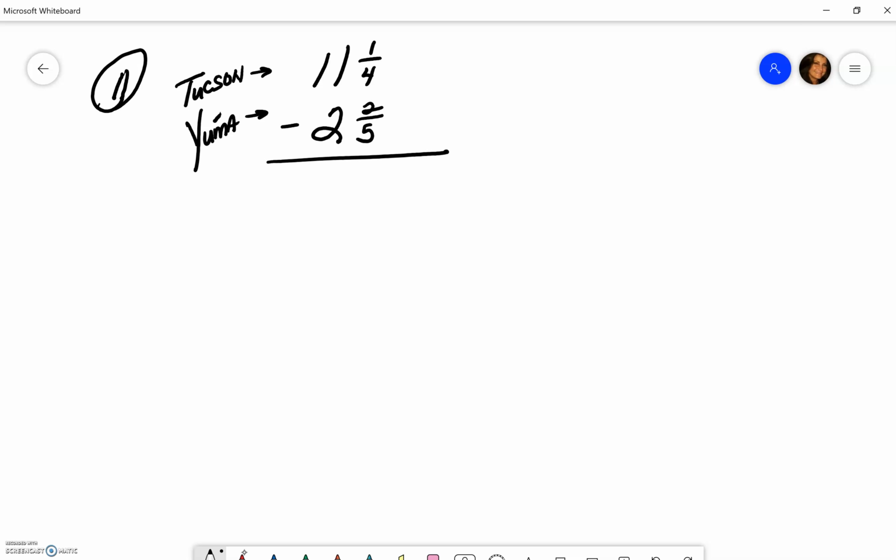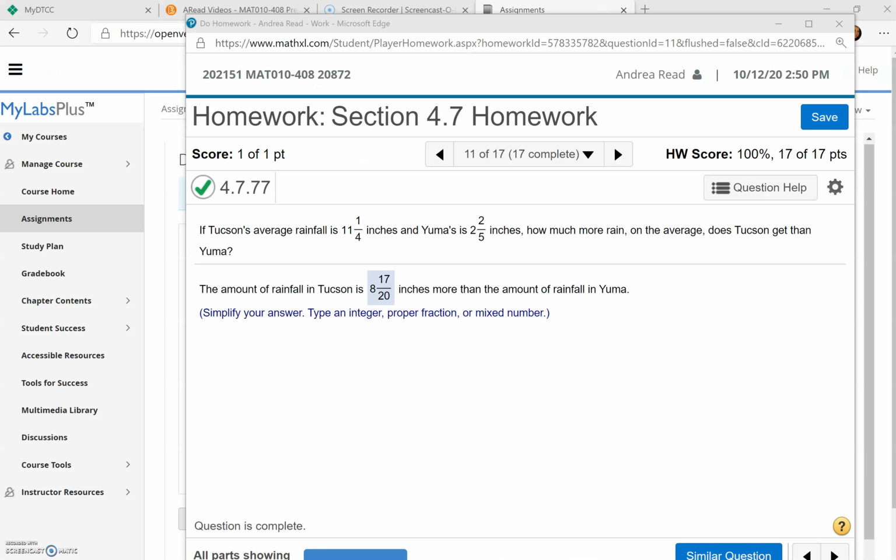And it's the same process. We need to go and find, so let me just bring this word problem up quickly. So it's Tucson's average rainfall is 11 1/4 inches, and Yuma's is 2 2/5 inches. And how much more rain on the average does Tucson get more than Yuma? So that would be a subtraction problem. So that's what we're going to do. We're going to set it up.